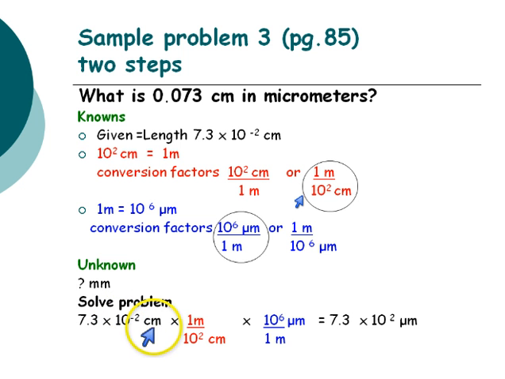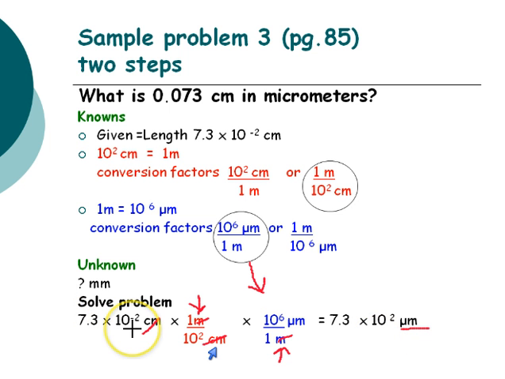7.3 times 10 to the 2 centimeters, and we use this conversion. If we cross this out, that gives us meters, but the question asks for micrometers. So we need to go to this next one. We want meters on the top here and micrometers on the bottom, so that's why we pick this. 10 to the 6 micrometers is to 1 meter. Here the meters cancel out, and we have micrometers, and now we do the math.